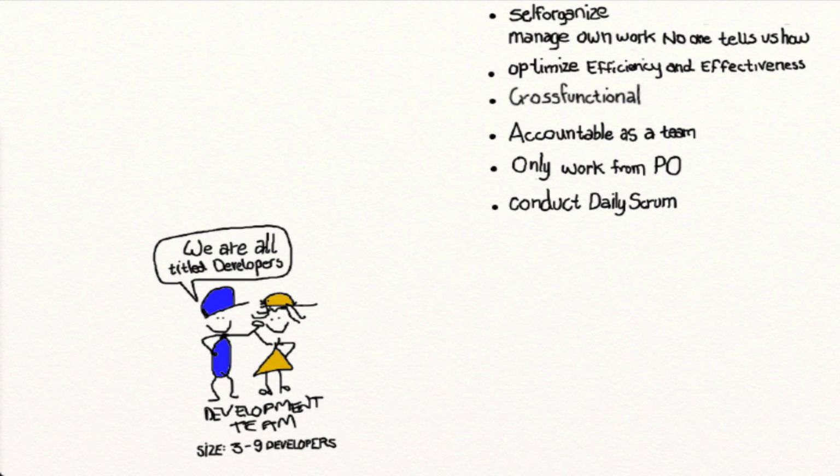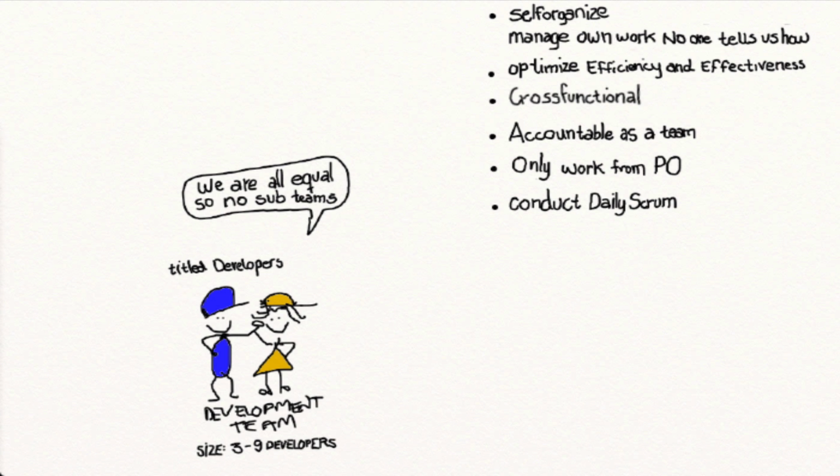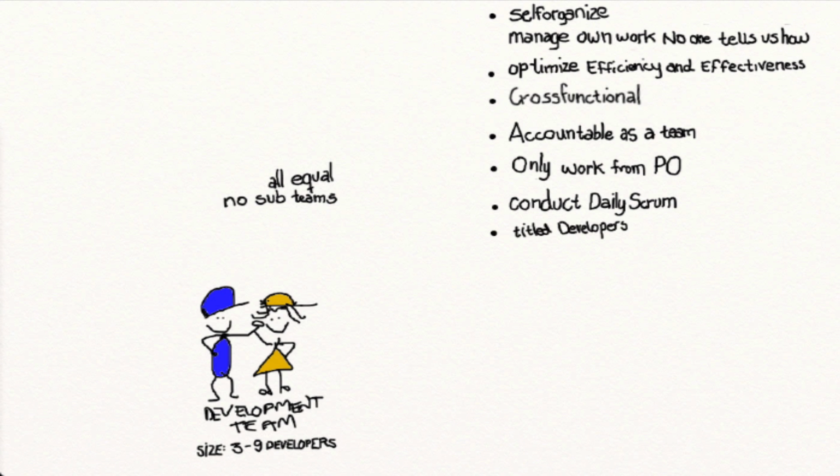The only title for a person on the development team is developer. This is regardless of particular domains of the work that needs to be addressed, like business analysis or testing. And in Scrum, by the book, there are no exceptions to this rule. This also means that there are no sub-teams.